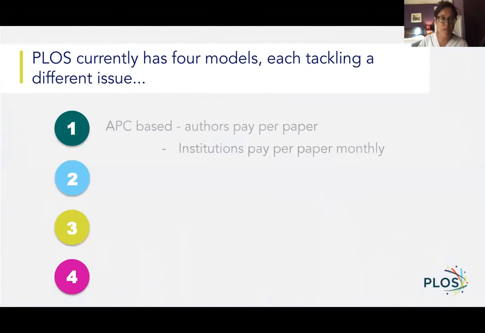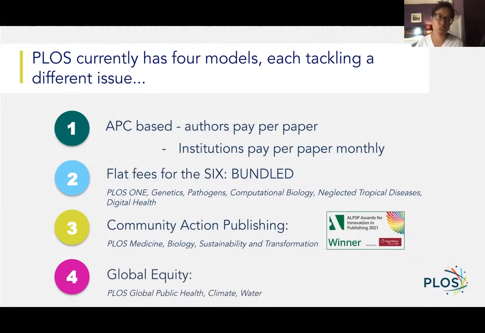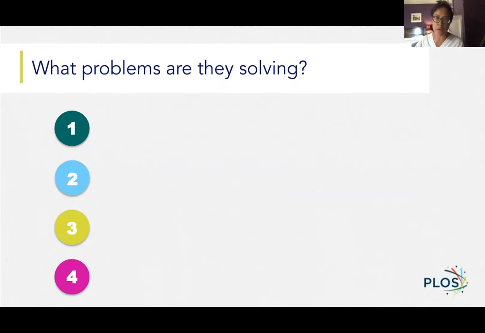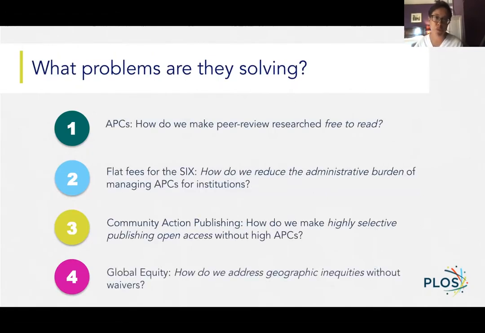The primary ones that PLOS has right now are these four. APCs are still our dominant revenue stream, but we are working overtime right now to partner with libraries so that their authors can publish as much as they want with us in our different titles at no cost. And we're seeing a lot of uptake and interest from the library community. So I'm more than happy to explain a bit more about these models and each of the problems they're solving.